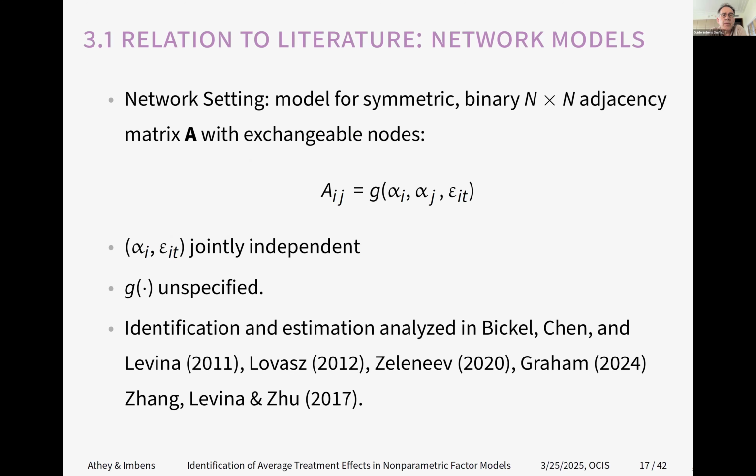Another literature that's very related to what we're doing here is in a network setting, where people model the adjacency matrix. There are n units, and there's the n by n symmetric adjacency matrix, assuming that the nodes are exchangeable. The adjacency matrix is often modeled as some function of a unit-specific component alpha_i and a unit-specific component alpha_j. So the connection between units i and j is a function of the unit component for unit i, the unit component for unit j, and an idiosyncratic component epsilon_ij, where all these things are independent, and the function g is unspecified. People have studied identification and estimation in that setting, with early work by Pickle and some work by Bryan as well.